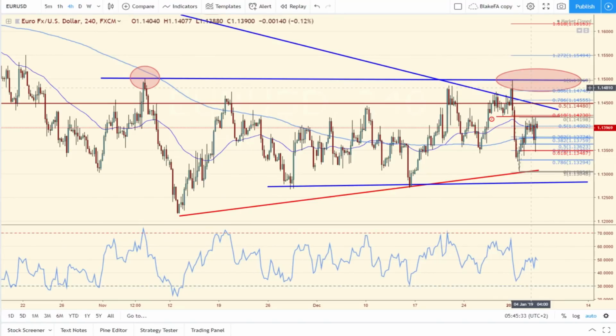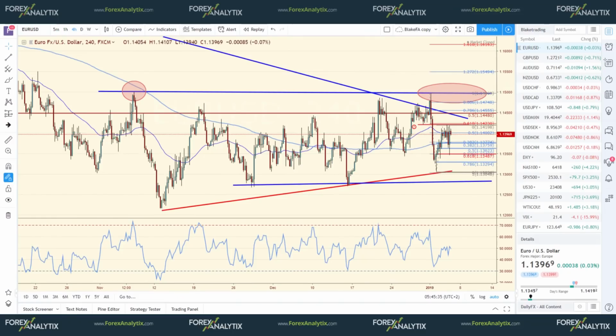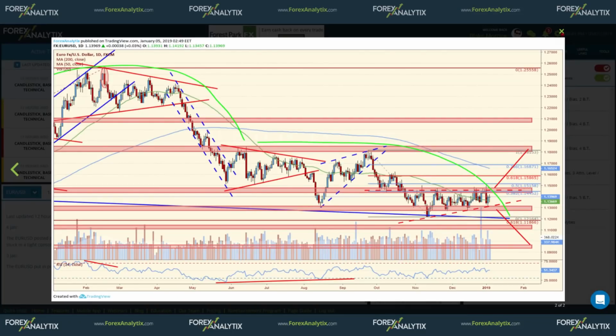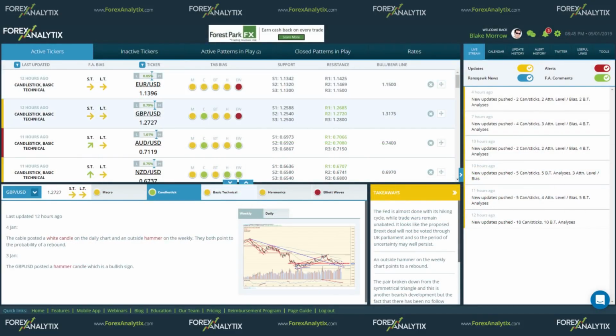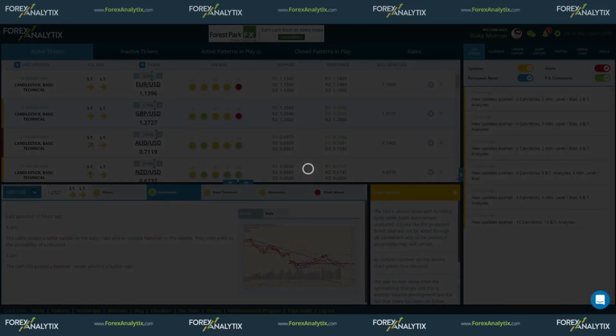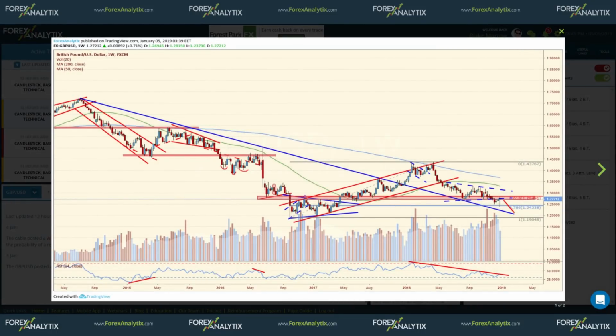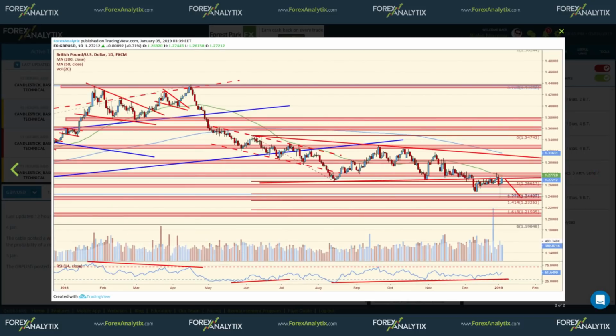Now, the reason I think the euro could possibly break higher is not necessarily because of the euro, but look at the rest of the dollar pairs. So let's go over to the candlestick patterns of the cable, or the pound. What you'll notice here is a big hammer, a false breakdown, and a big hammer. And you can see that big white candle coming through.